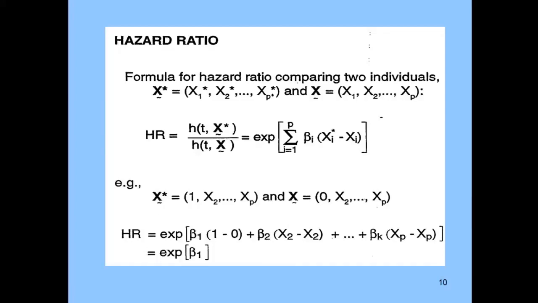The way it was described when we were talking about logistic regression, let's talk about two individuals, individual X star and individual X. Individual X star might be exposed and have certain values for the variables you want to control. Individual X might be unexposed. They may have different values for the different X's, or maybe the same values on the other X's, but differ on the first variable. In any case, the formula for the hazard ratio, as defined, is the hazard for person X star divided by the hazard for person X. And it turns out that formula looks like this.